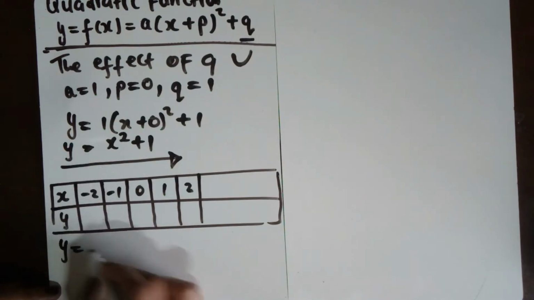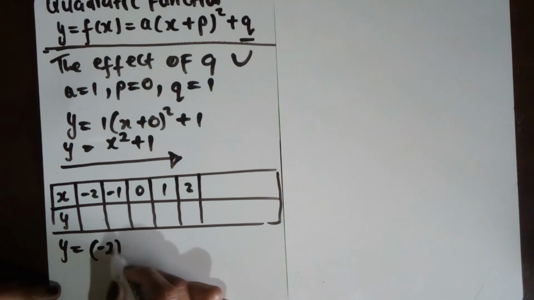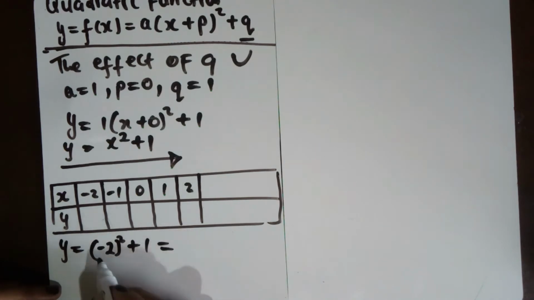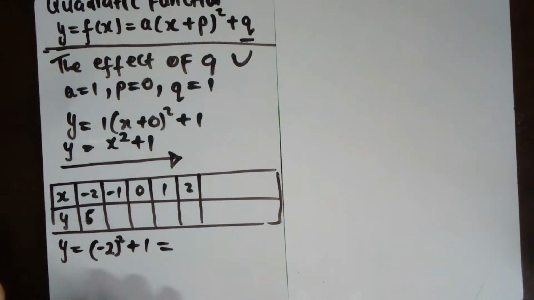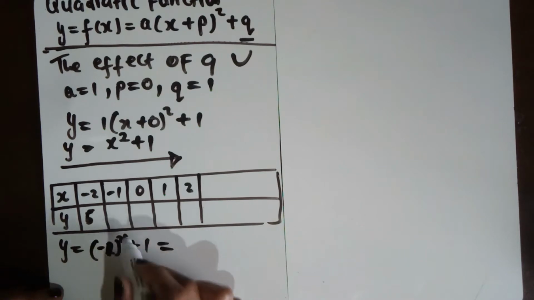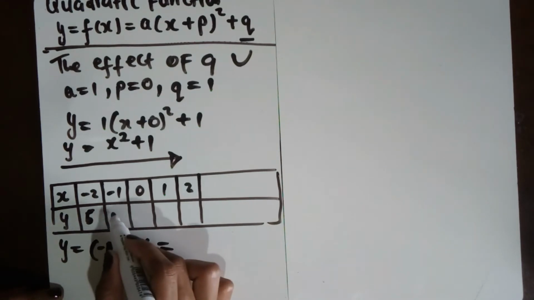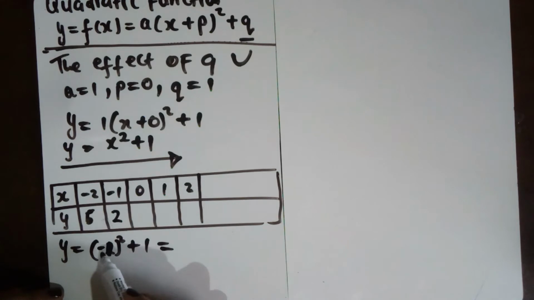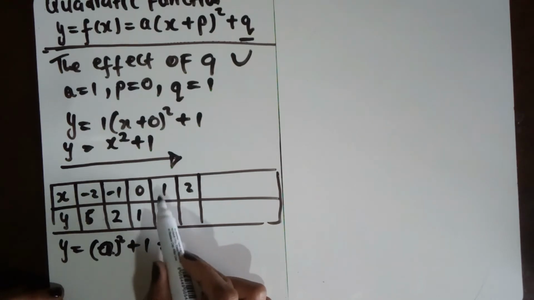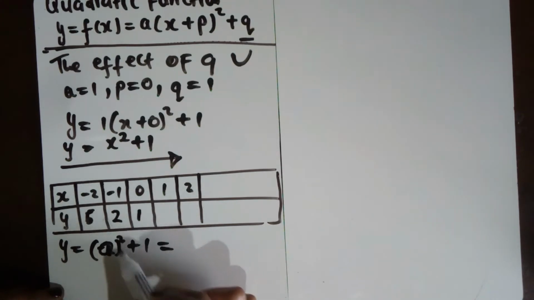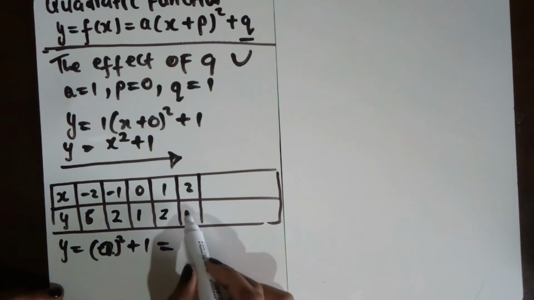So y equals x squared plus 1, and our x is negative 2. So negative 2 squared is 4. 4 plus 1 is going to give us 5, right? So now let us change. X is now negative 1. 1 squared is 1, plus 1 is going to give us 2. And then if x is 0, 0 squared is 0, plus 1 is going to give us 1. The same thing, 1 squared is 1, plus 1 is going to give us 2. Here, 2 squared is going to give us 4, plus 1 is going to give us 5.